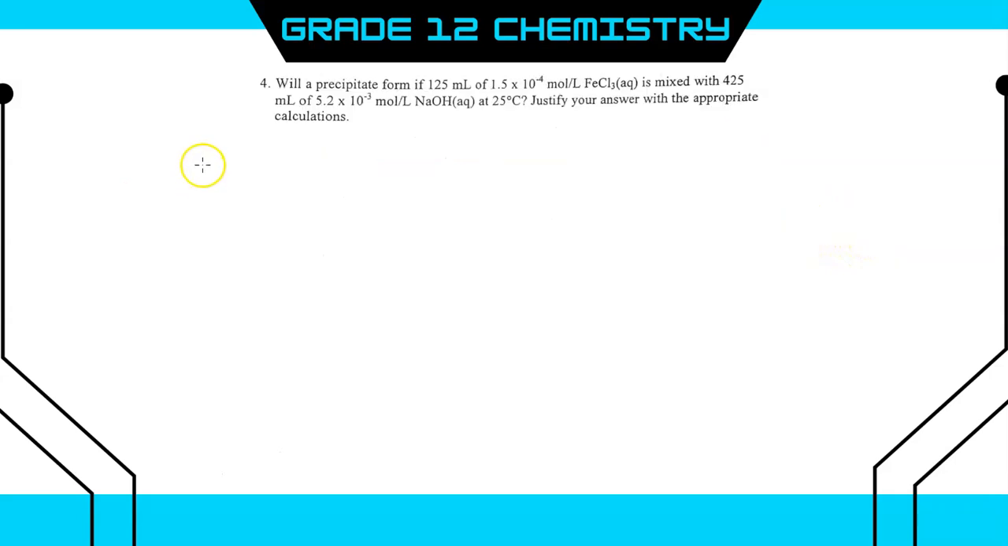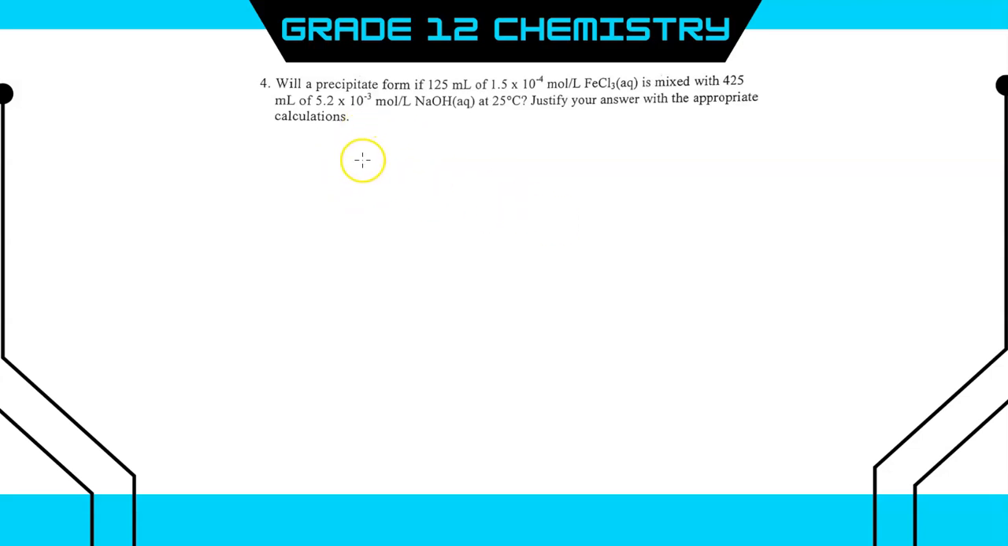All right, the next question is a great one. I love these types of questions. Will a precipitate form? Okay, so will a precipitate form if 125 milliliters of some concentration of iron(III) chloride is mixed with 425 milliliters of some other concentration of sodium hydroxide at 25 degrees? Justify your answer with appropriate calculation. So don't just say yes or no. We need to figure this out properly.